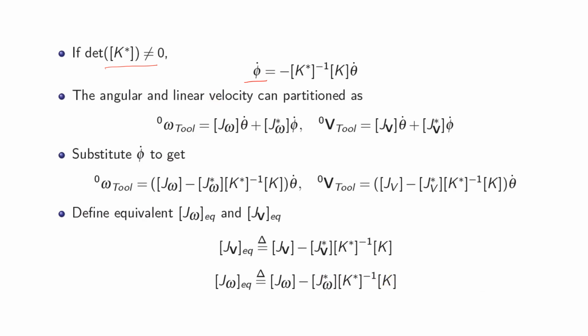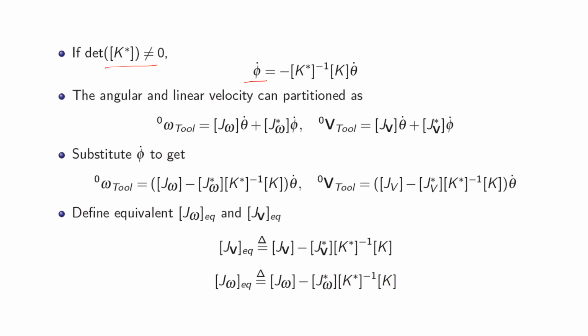So you can see that this is a linear equation. If the determinant of K star is not equal to 0, we can take the inverse of K star. Yes, it is a square matrix. So pi dot is equal to minus K star inverse K theta dot.